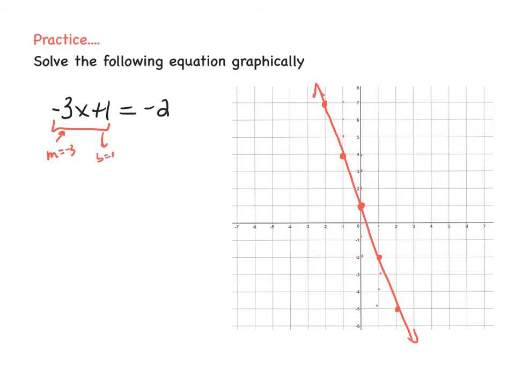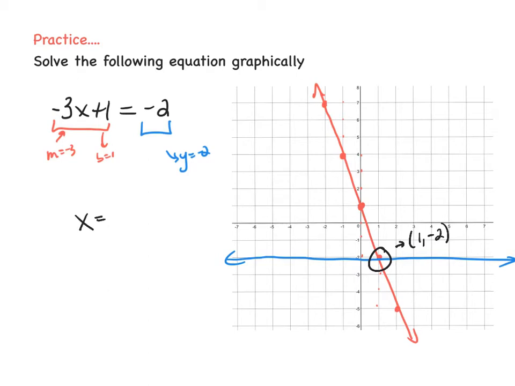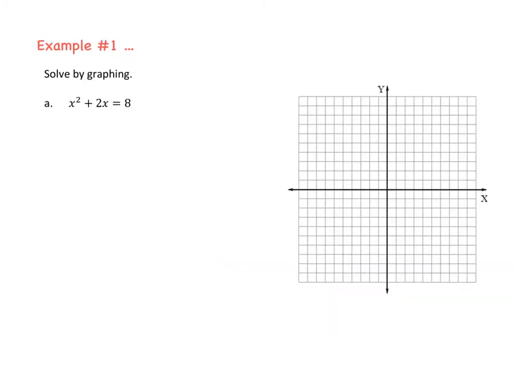We'll move on to the right side. We recognize this would just be a horizontal line, y equals negative 2, so we'll put a horizontal line at negative 2, and we can clearly see the point of intersection right here. It has the x value of 1 and the y value of negative 2. So the original equation only had one variable in it, so we'd answer it by saying x was equal to negative 1.